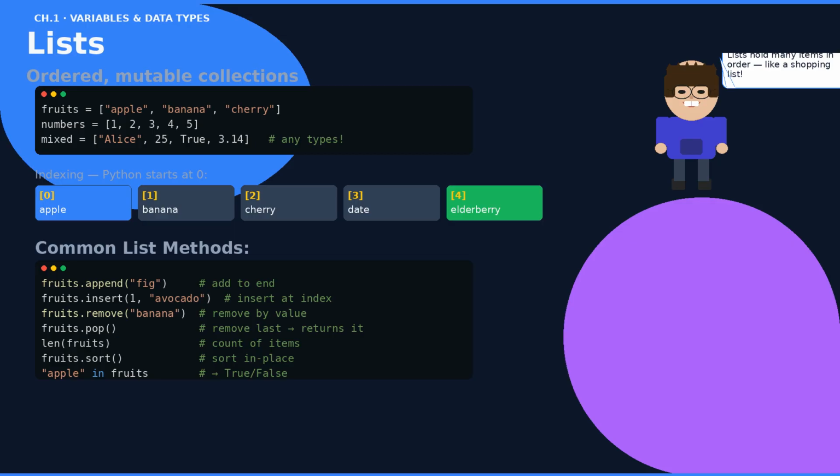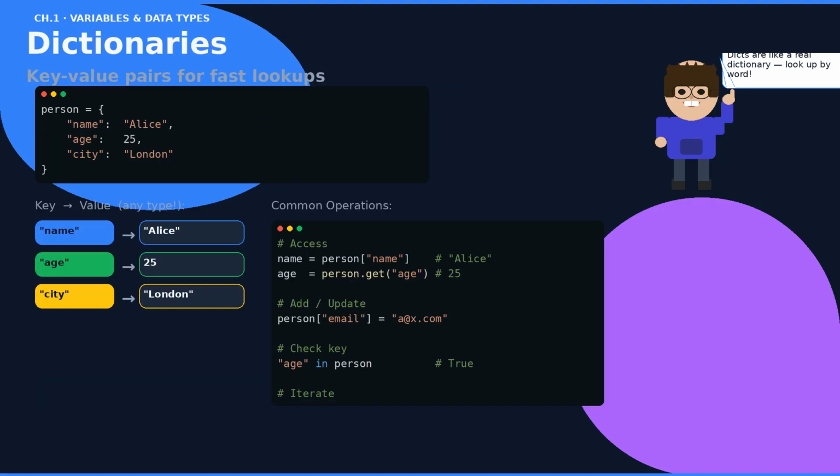Excellent work on Chapter 1. Let's recap everything you've learned. Int and float store numbers. Str stores text wrapped in quotes. Bool stores true or false for logic. List stores an ordered collection in square brackets. Dict stores key value pairs in curly braces for fast lookups. You can always check a variable's type using the type function. These 5 data types are the building blocks of every Python program.